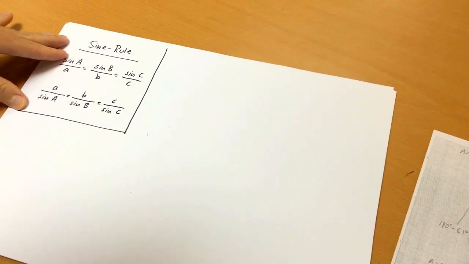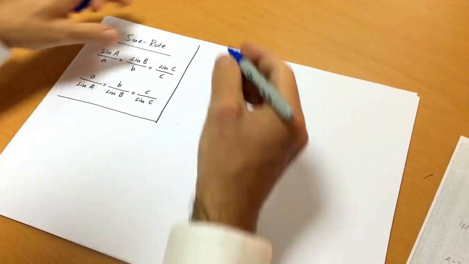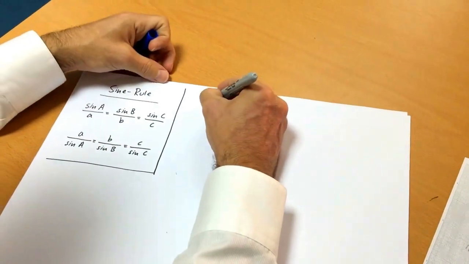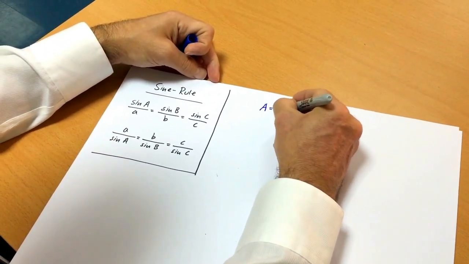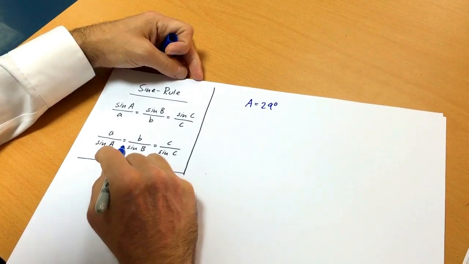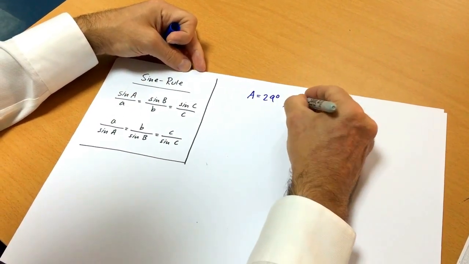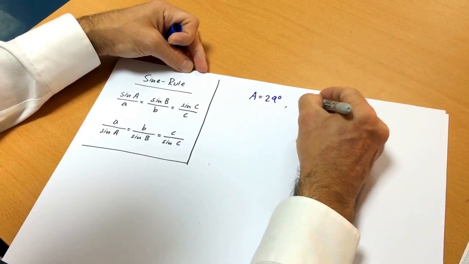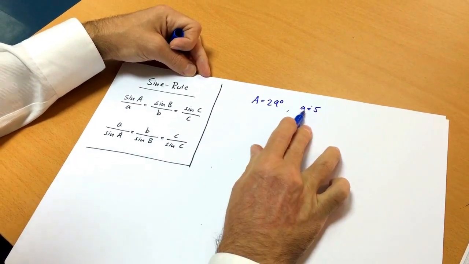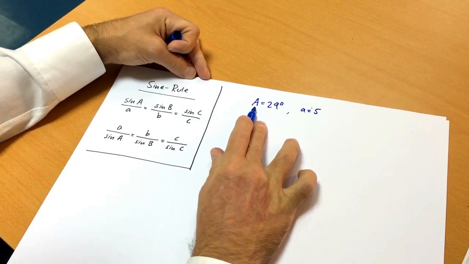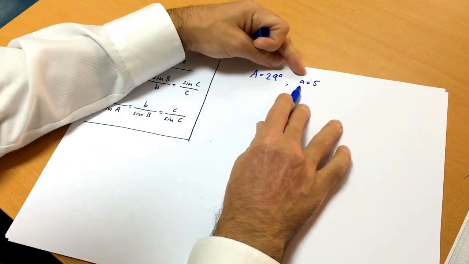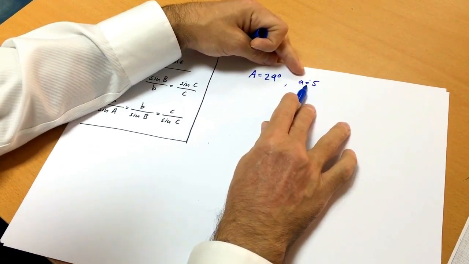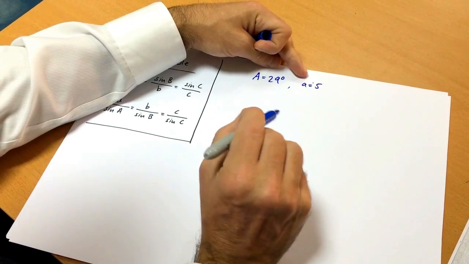Okay, so I have a little math problem for you now. Let's say we have a triangle where A is equal to 29 degrees. So you know that one angle is 29 degrees. You know that the side, lowercase a, which is opposite to this angle, you remember the convention that we're using? The uppercase angle is opposite to where the lowercase side is. So that side is 5 units of length long.